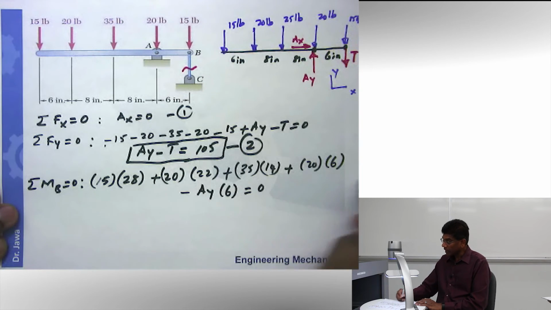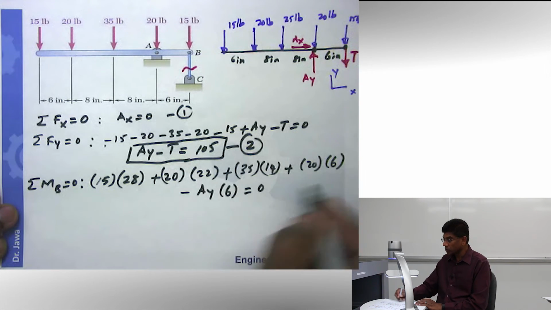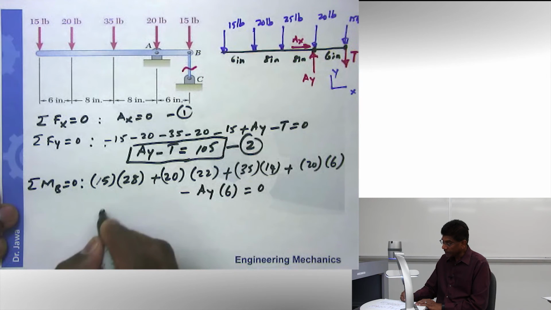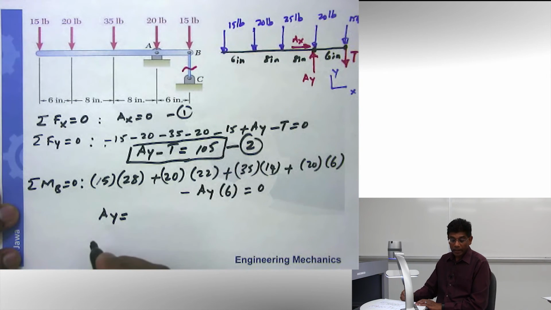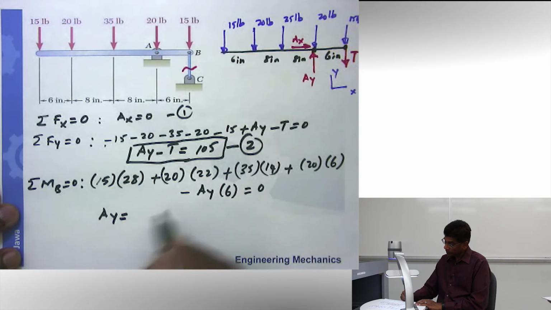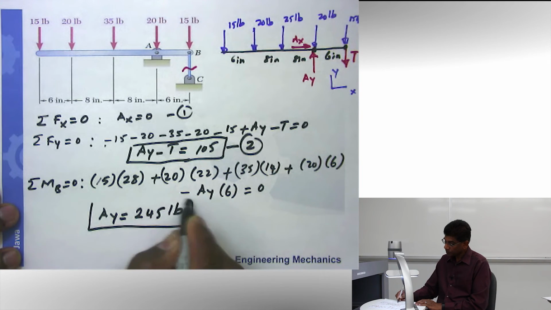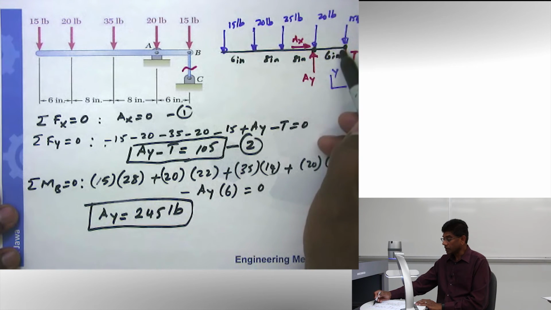Now, I'm not going to spend time expanding right now. You can do this yourself with a calculator. If I did that, I'm going to calculate A sub y right away, and it is going to be equal to, if you did your math, 245 pounds. So this moment equation immediately gives me the answer for this unknown support reaction.